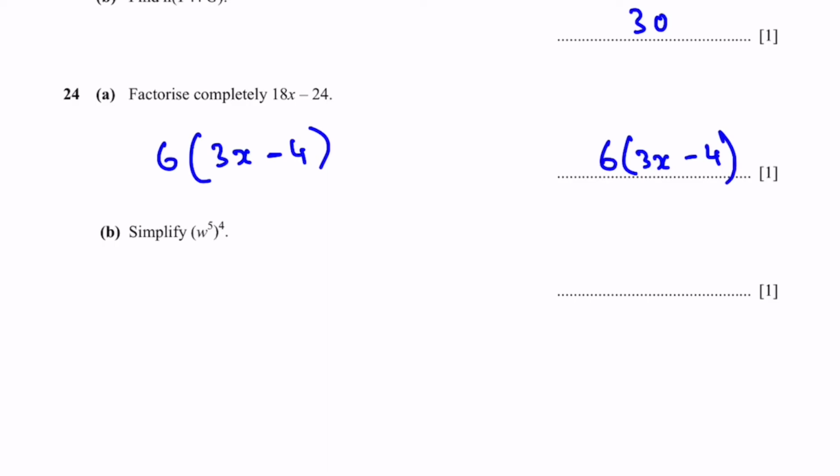Part B, simplify w to the power of 5, the whole to the power of 4. That is equal to w to the power of 5 into 4, which is equal to w to the power of 20. So that's the answer.